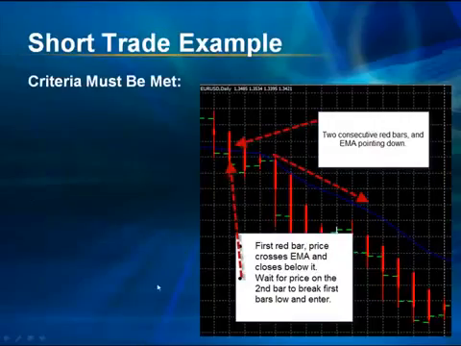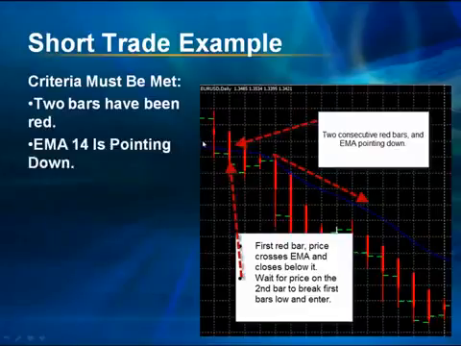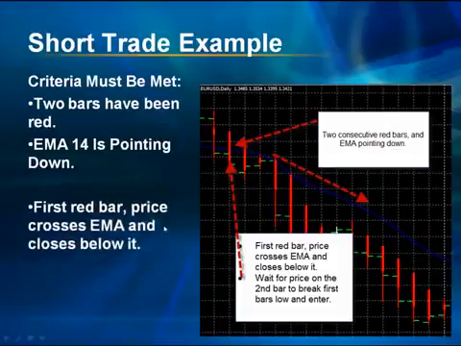So let's just take a look at an example on the presentation here, and then we're going to show you some examples on the MetaTrader charts themselves. So looking here, we have a screenshot of a chart. We look to see that our criteria has been met. We have 2 consecutive red bars, and the EMA 14 is pointing downwards. It just has a slight slope at this point, but it's still sloped downwards. So that criteria has been met.